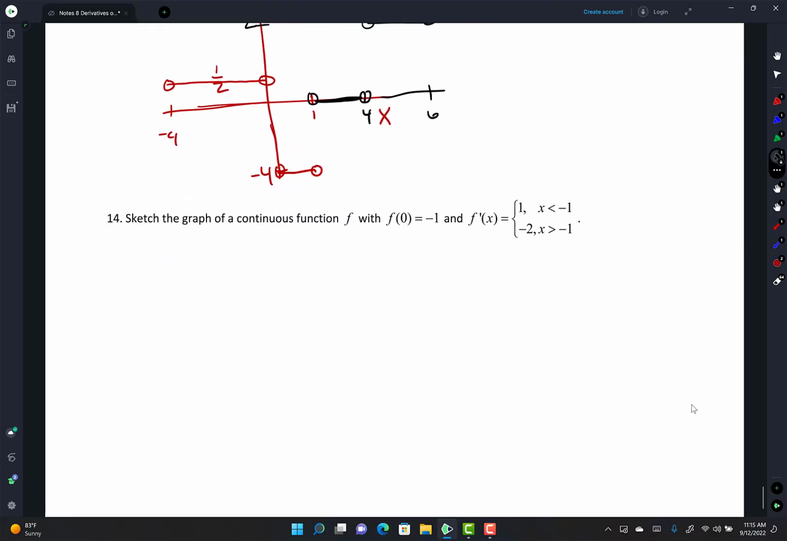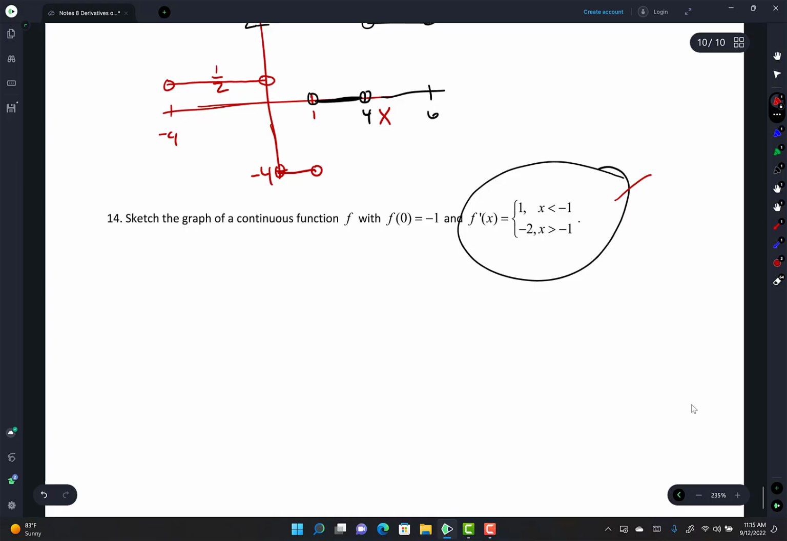Last one, and this will be it. Sketch the graph of a continuous function f with f of 0 equals negative 1 and f prime equals 1 and negative 2 for x less than negative 1 and x greater than negative 1. Remember, those I'm circling are just slopes, and it looks like they're just constant. So that means I have linear lines, constant slopes. So f of x must be linear.